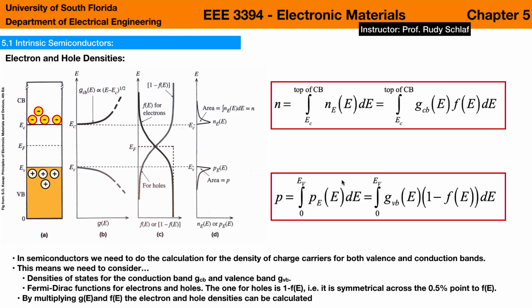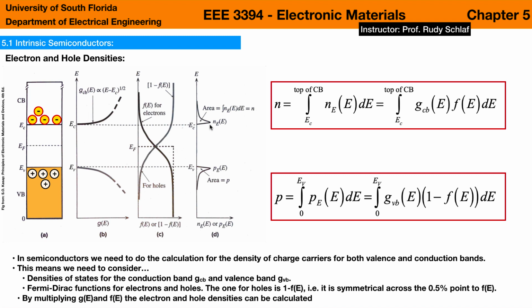Let's apply this approach to semiconductors now. Here you see the valence and conduction band of the semiconductor with thermally generated electrons and holes. And up here, of course, for the conduction band, everything looks pretty much identical to what we just saw from metals. We have a square root shaped density of states. We have the Fermi-Dirac function for electrons.